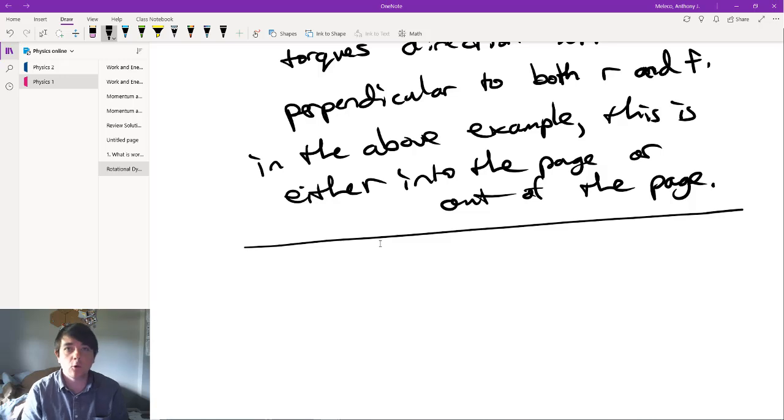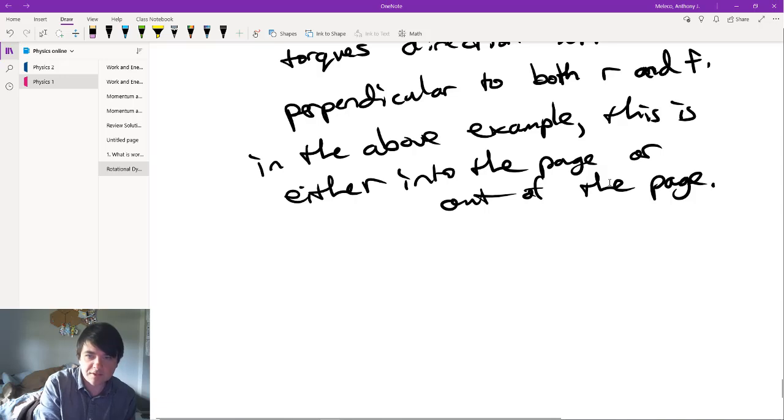But torque will increase or decrease as the ease of rotation changes. So if it's easy to rotate, you'll have massive torque. If it's harder to rotate something about an axis, you'll have a smaller torque. Okay. Oh, one last thing I forgot to mention.